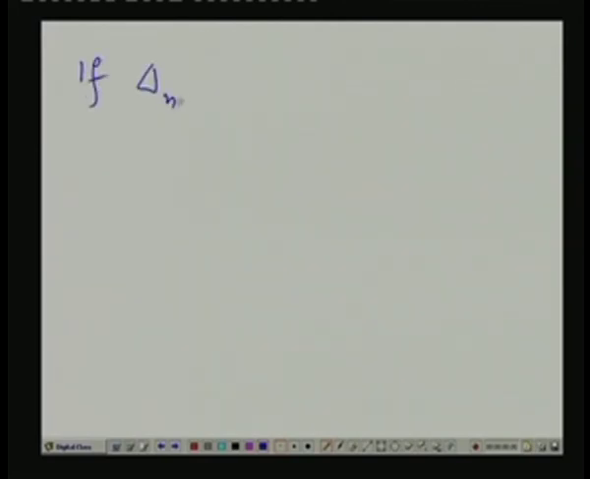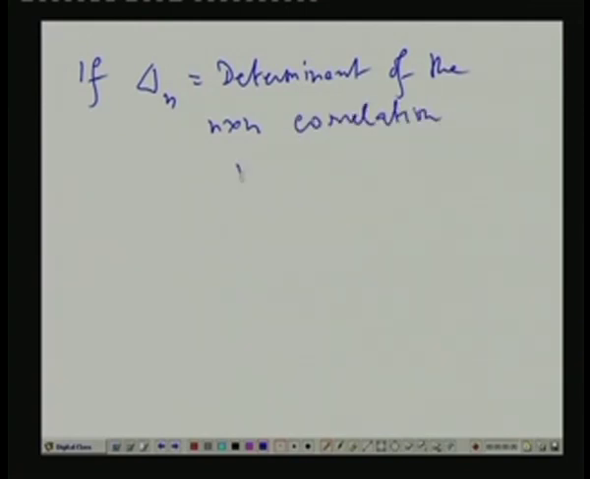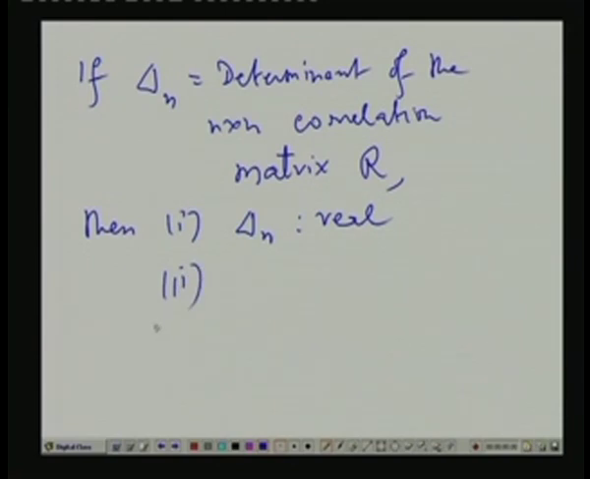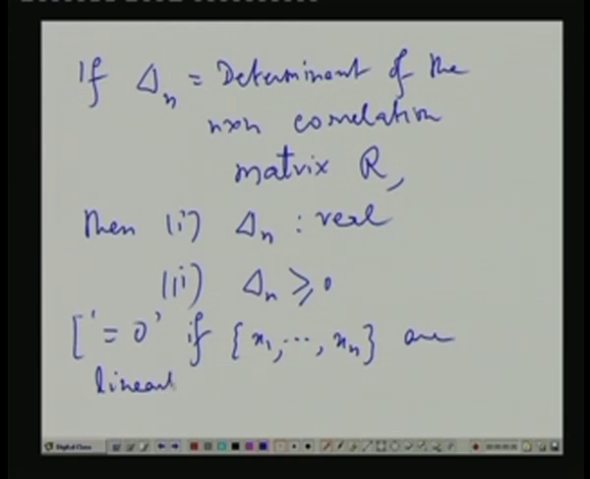If delta n is the determinant of the n cross n correlation matrix R, then number 1, delta n is real and delta n is greater than or equal to 0, if x1 to xn are linearly dependent. How to show that?